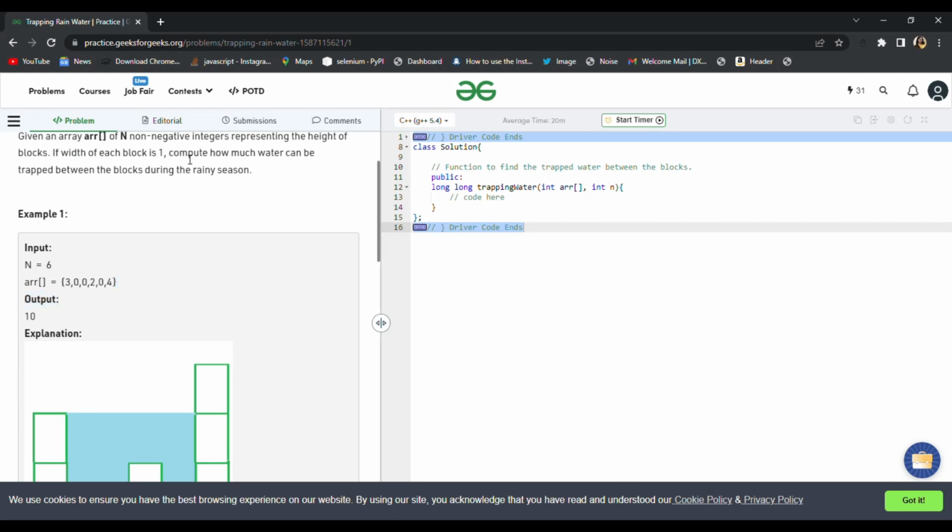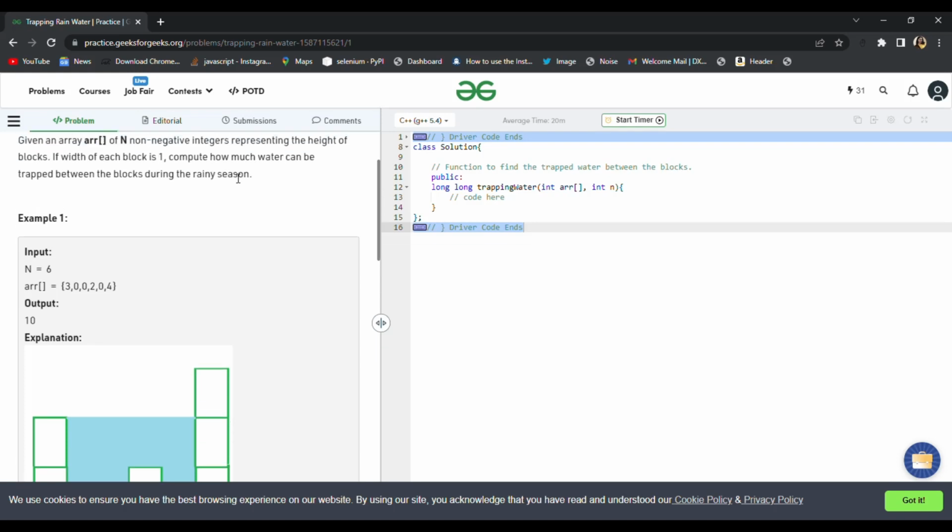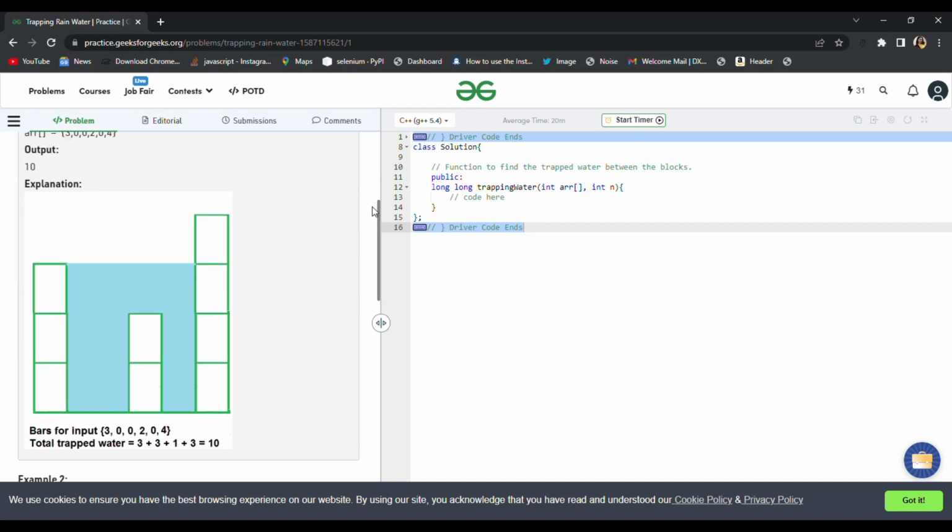If width of each block is 1, means the breadth of each block is only 1, it's standard. Compute how much water can be trapped between the blocks during the rainy season. So during the rainy season, how much water can be trapped in between the blocks, that we need to see. So can you think of something? Just pause this video for a moment and think what are the points which are coming into your mind? How can you solve this?